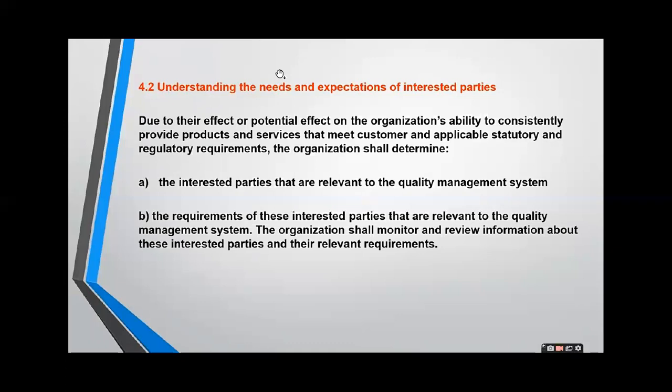Interested parties may include the authorities, but not the local authorities. When I'm talking about the regulatory authorities, that is a different part. You cannot include all of the authorities in this. But yes, the regulatory authorities are there also.